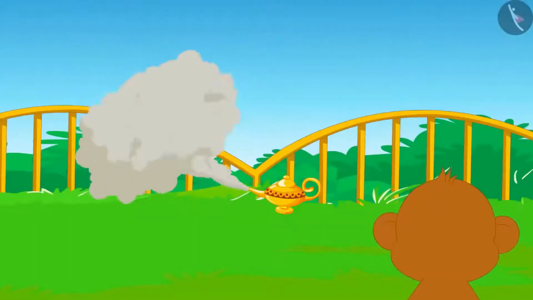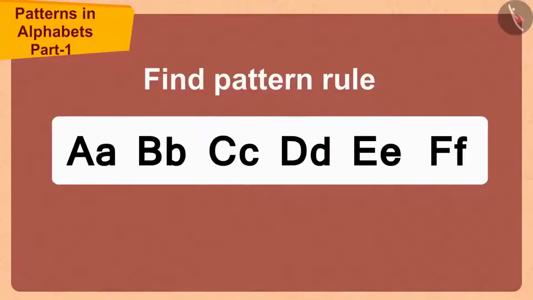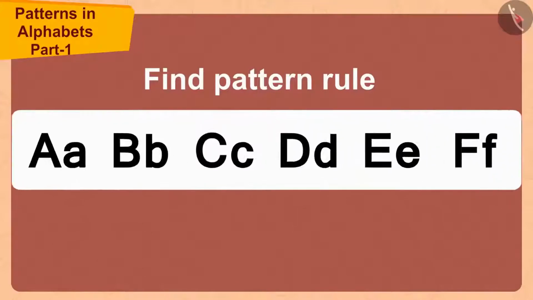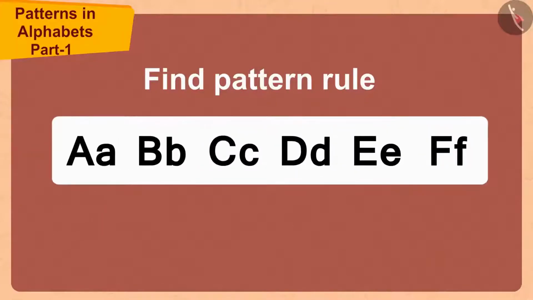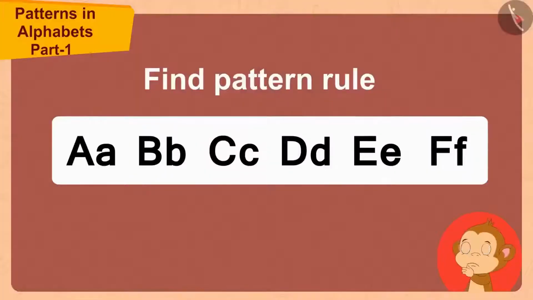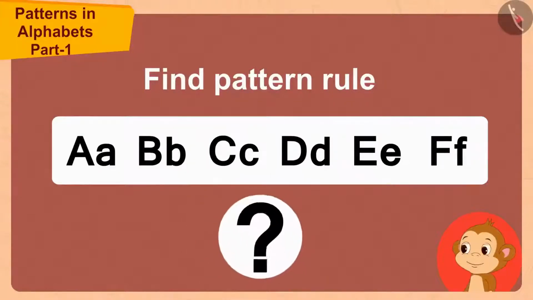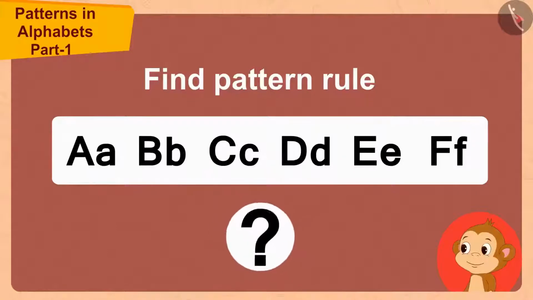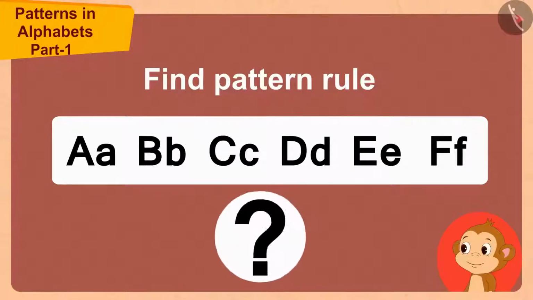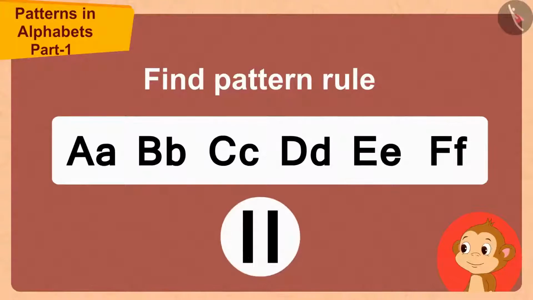Now, the genie showed this second pattern to Babban. This is your second pattern. By finding the rule, you can fulfill your second wish. Babban got excited to find the rule of this pattern. Children, can you find the rule of the pattern made from these letters? If you want, you can stop the video and find the answer.